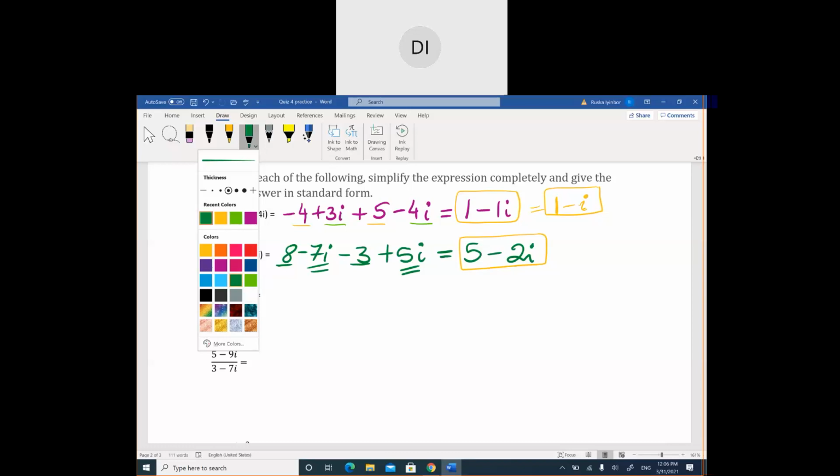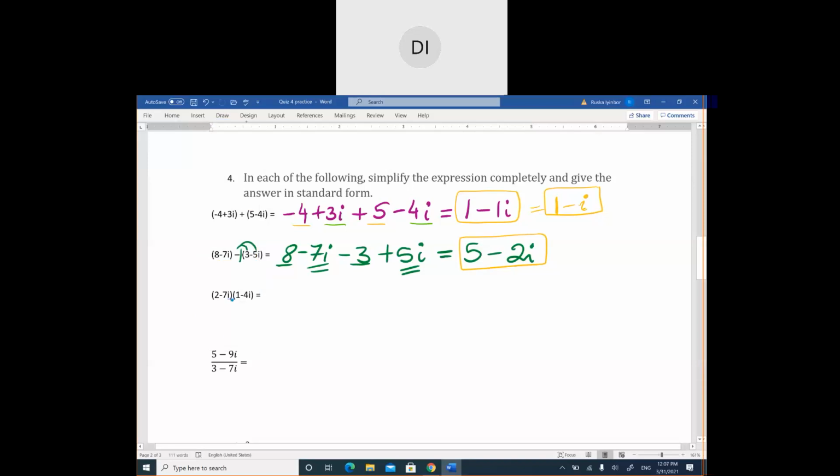Okay, going to the next one, which is multiplying. We're going to multiply complex numbers. So when you multiply, you have to do FOIL. You're going to do first and first. 1 times 2 is 2, so that's F. Then you're going to do the outside. 2 times negative 4 is negative 8, and you have the i, so that's O. Then you're doing the insides. Negative 7i times 1 is negative 7i.